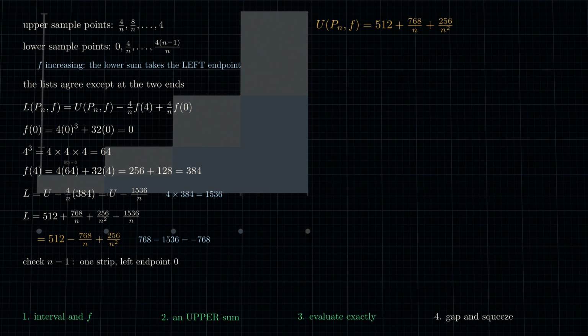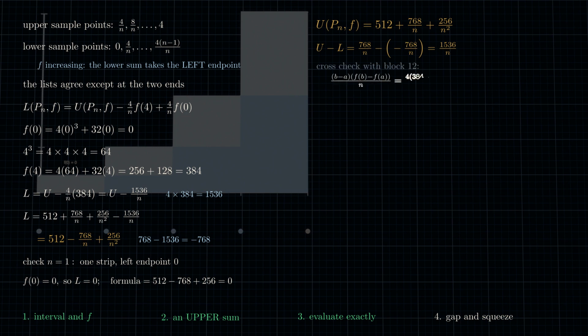Check at n equal to 1. One strip. The lower rectangle takes the left endpoint, where f is 0, so it should be 0, and 512 minus 768 plus 256 is 0. Now the gap. The constants cancel, the terms over n squared cancel, and the terms over n differ by twice 768, 1,536 over n.